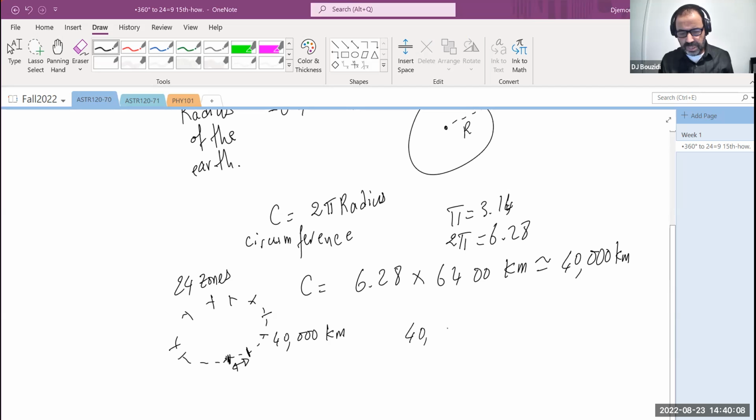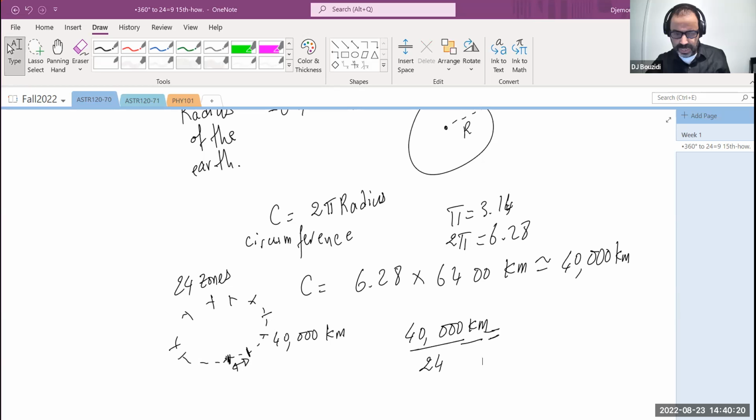So what I need to do is take 40,000 kilometers and divide it by 24. That should give me the distance between two time zones. So that is really the question that I have in here. So what I need to do, again, take the number that I came up with, which is about 40,000, and divide that by 24. And that is the answer that I was hoping for. It's about 1,600 or 1,700 kilometers, or roughly about 1,000 miles.